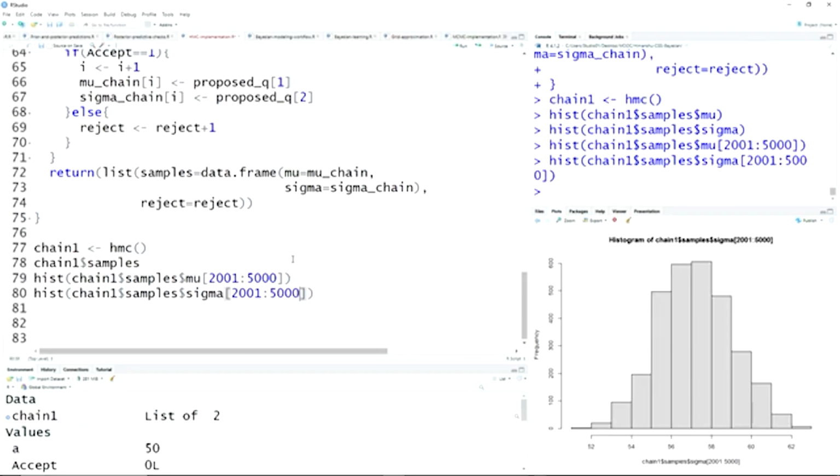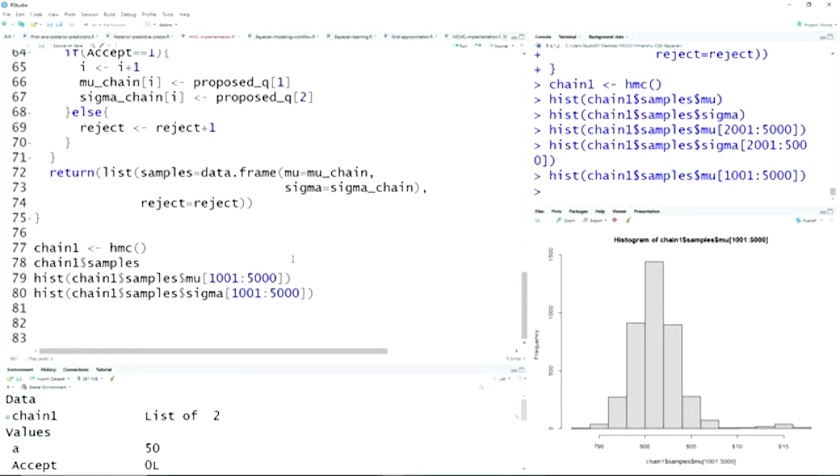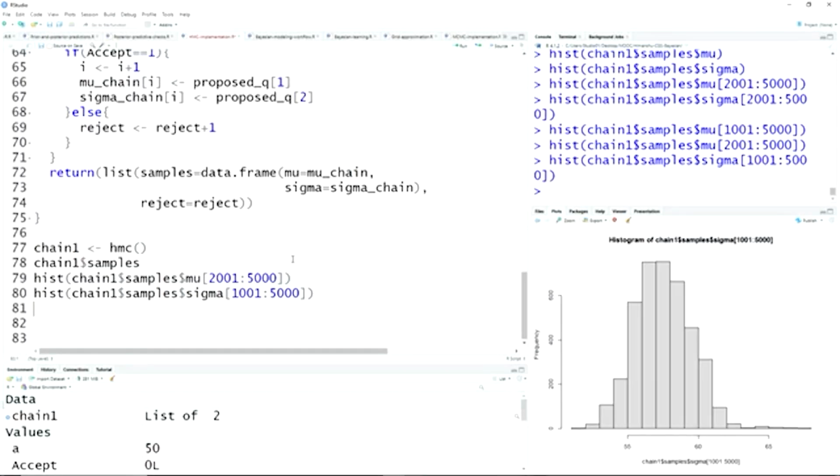So it is working fine after 2000. I think it will also work fine after 1000. Yes. After 1000 there is some problem. I think there are still a few samples which are in that range. So this is what you can do.